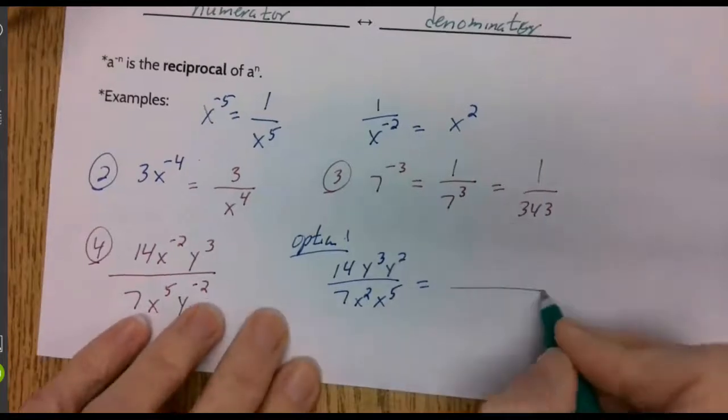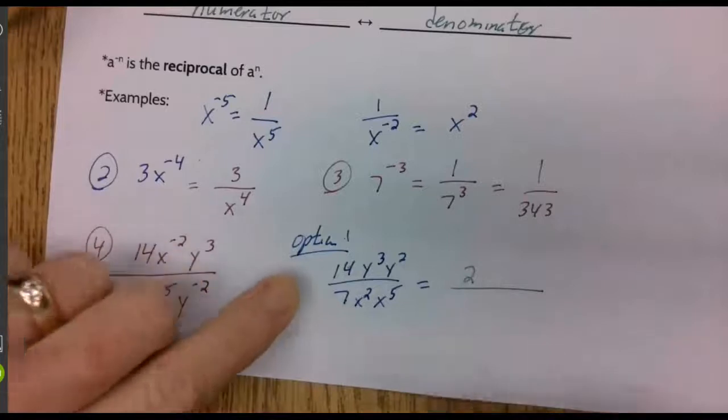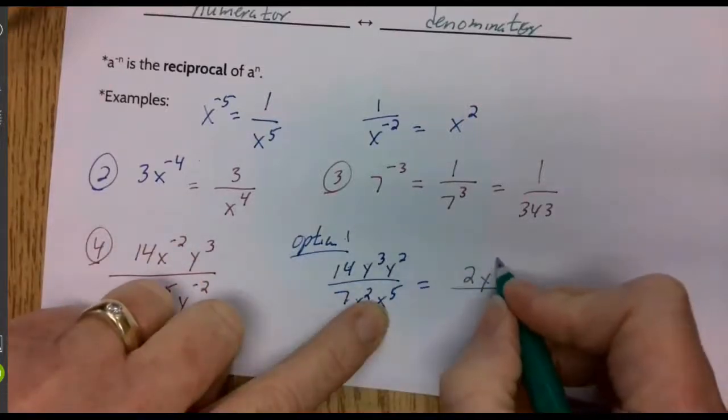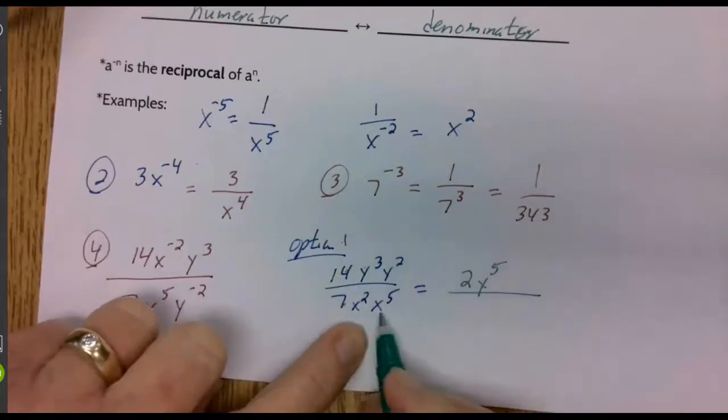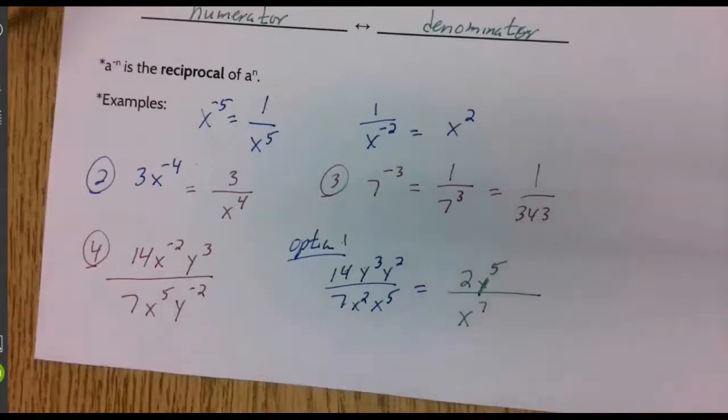Now I'm going to simplify here. 14 and 7. 14 divided by 7 is 2. Y's are all up in the top. When I multiply, I add the exponents. That's a y. So that's my answer. Okay?